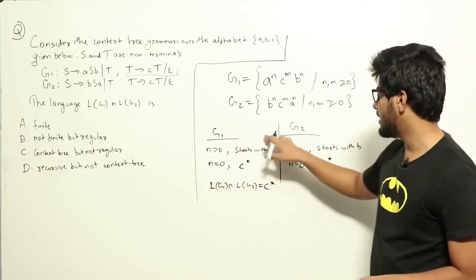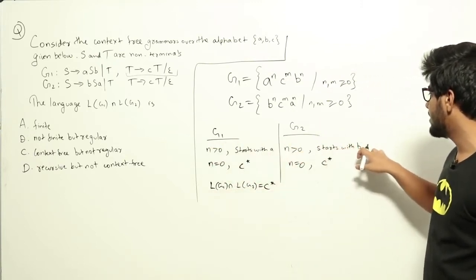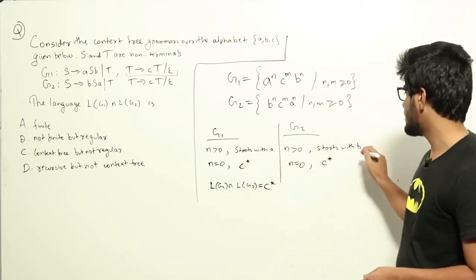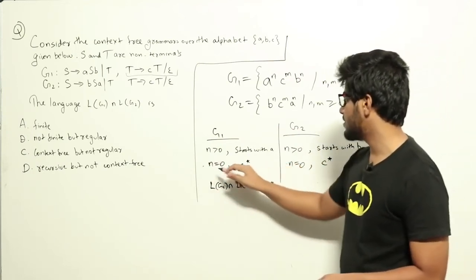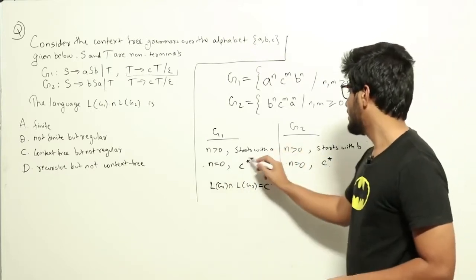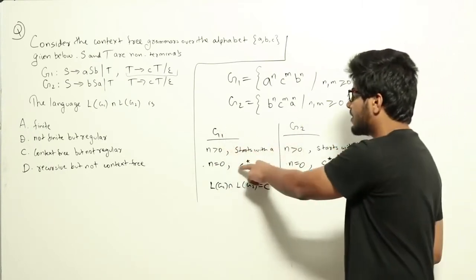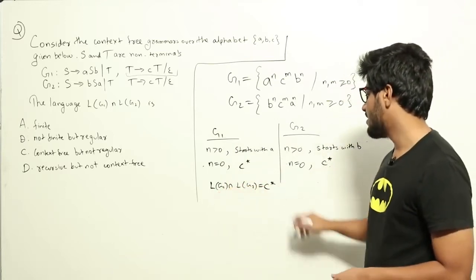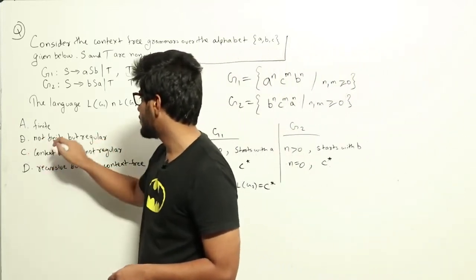So G1 intersection G2 will eliminate all of these strings. Similarly for G2, if N is greater than 0, it starts with B. There is not a single string in G1 that starts with B. So taking the intersection, all of these strings will also be eliminated, meaning only these two strings will be left. If N is 0, it is C star here and C star there, so these two are equal. So the intersection of the language of G1 and the language of G2 will give us only this part, that is C star. So L of G1 intersection L of G2 equals C star. Now C star is a regular language, but it is not finite. So the answer is B, not finite but regular.